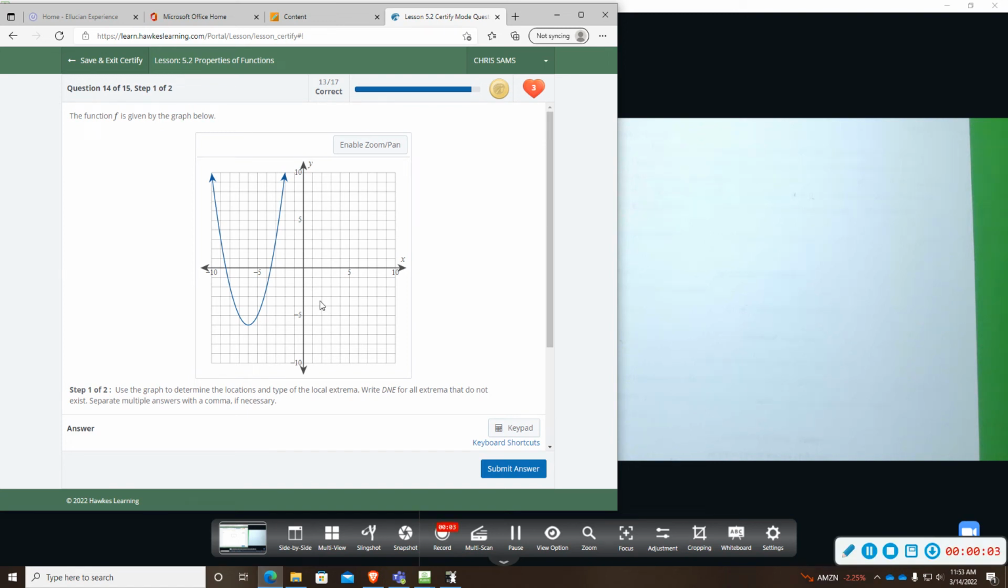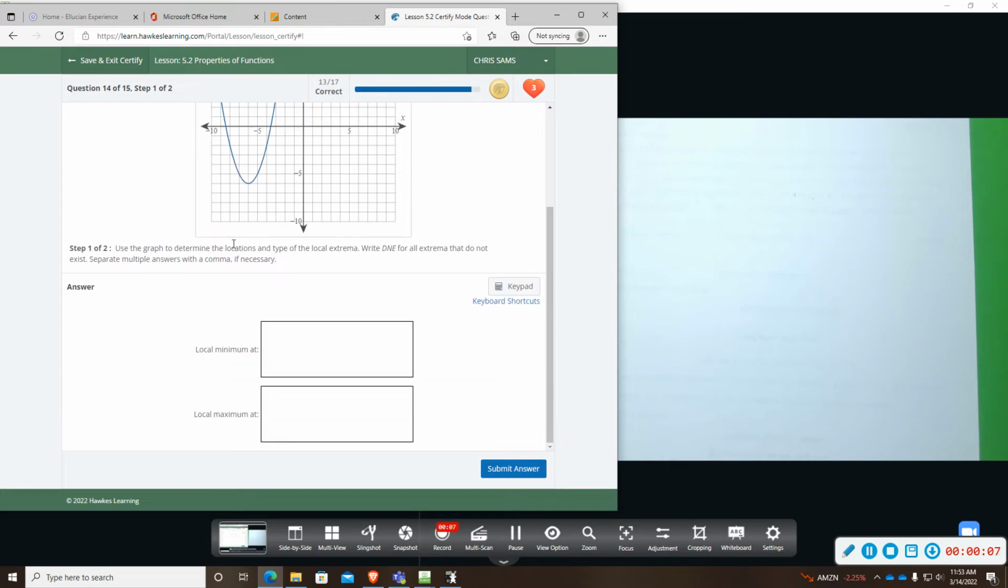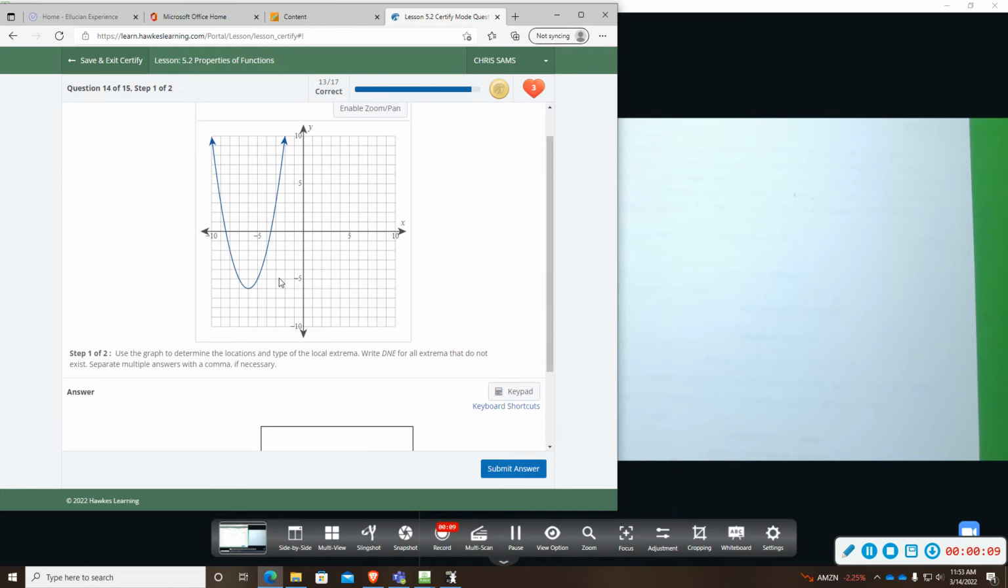Number 14, we're given a graph of f, and we want to use this graph to determine the locations of the local extrema, and we want to write DNE for all extrema that do not exist. Okay, so that's what DNE stands for, do not exist. We're going to separate multiple answers with a comma.